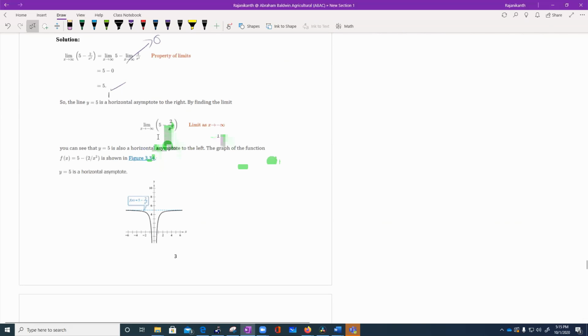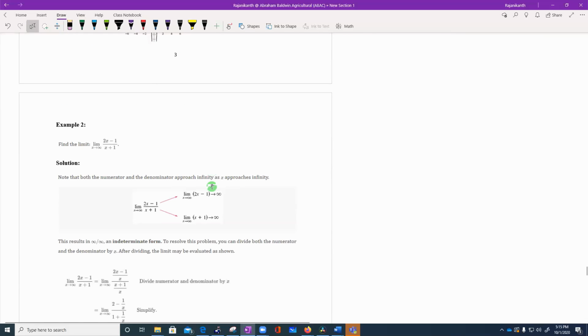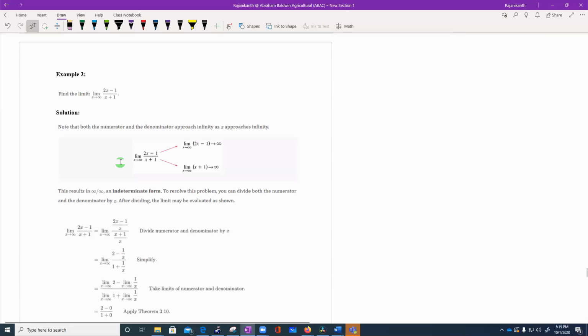That means what? That means when x goes to infinity, the function is approaching 5. Therefore, 5 should be a horizontal asymptote for that function, 5 minus 2 over x squared. Makes sense. Okay, right. So now these are the techniques you could learn to find the limit at infinity, right? So how do you find this problem?